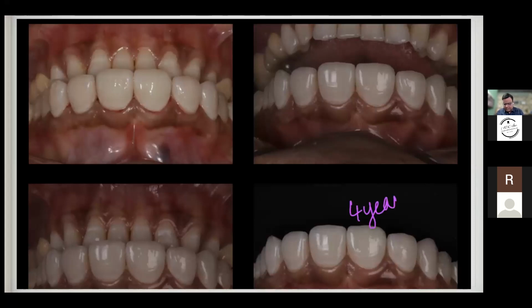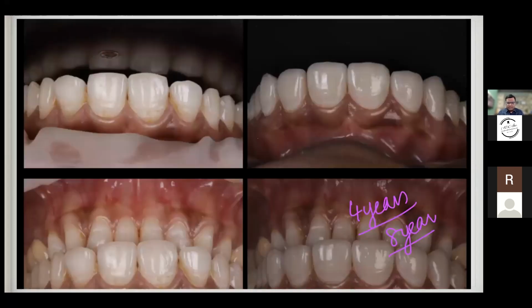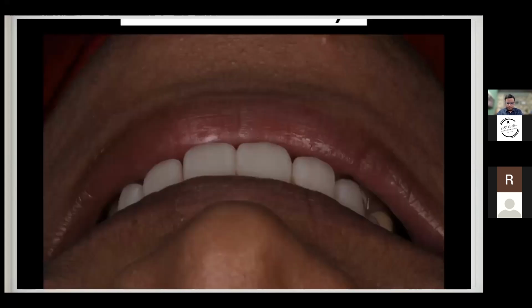We now have an 8-year follow-up of this patient. Nothing has changed. They absolutely look the same. Once veneers are bonded, they stay bonded forever. Look at that. That's the importance of the 12 o'clock view. See how they are following the lower lip line, absolutely blending in. And the patient just loves her smile now.